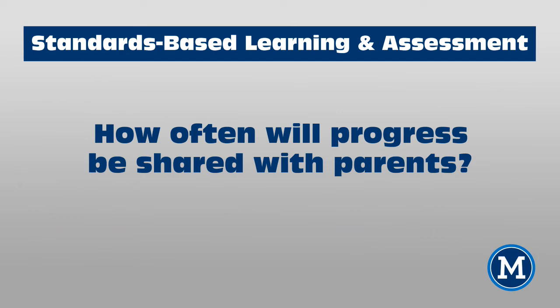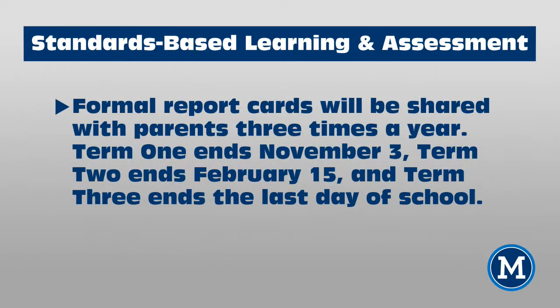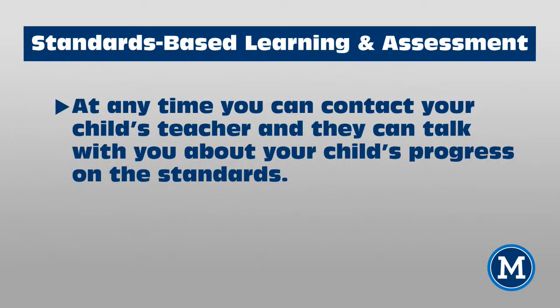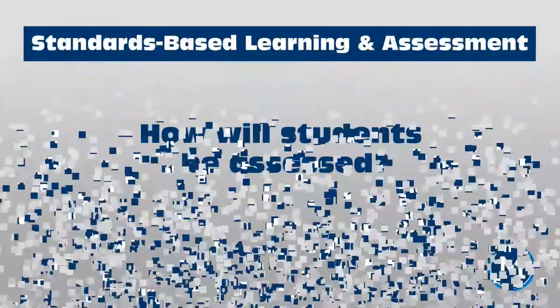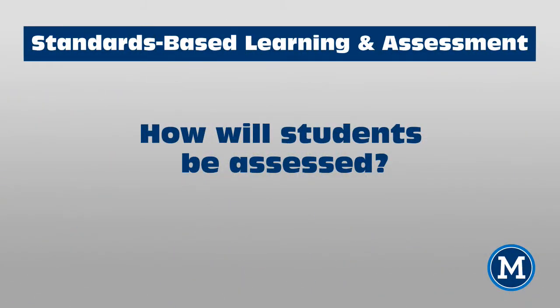How often will progress be shared with parents? Formal report cards will be shared with parents 3 times a year. Term 1 ends November 3rd, Term 2 ends February 15th, and Term 3 ends the last day of school, and report cards will be shared at the conclusion of each term. However, at any time, you can contact your child's teacher and they can talk with you about your child's progress on the standards.